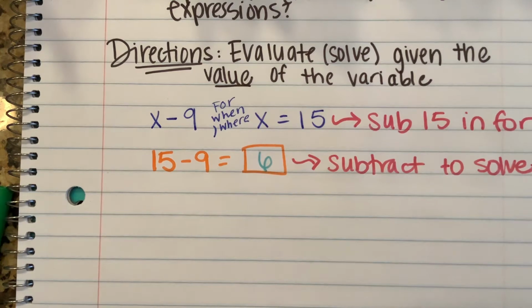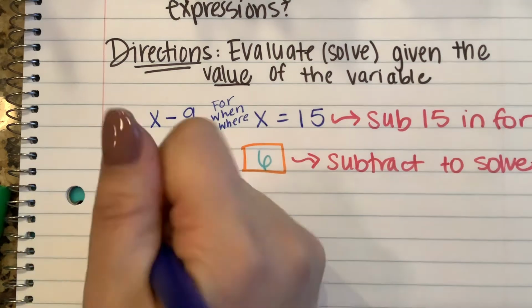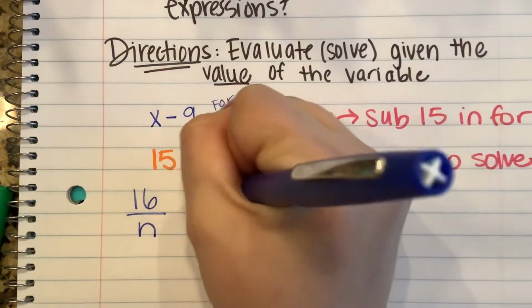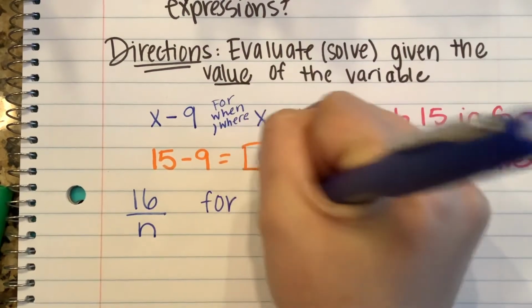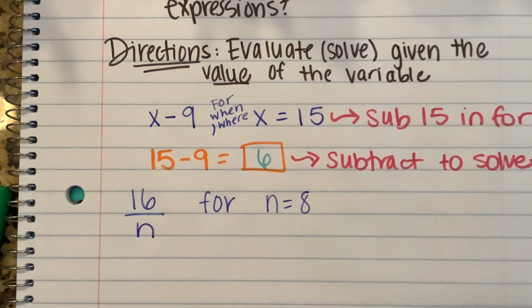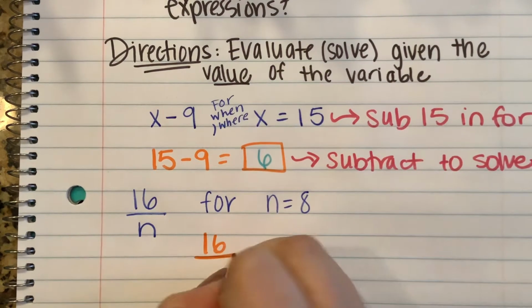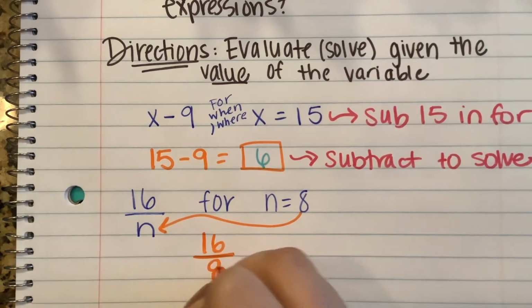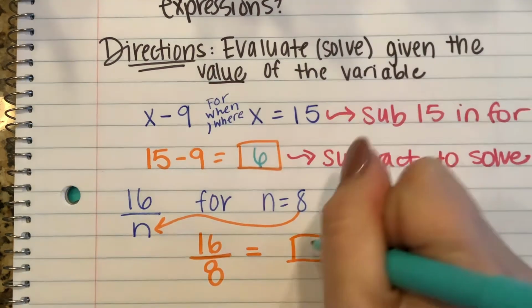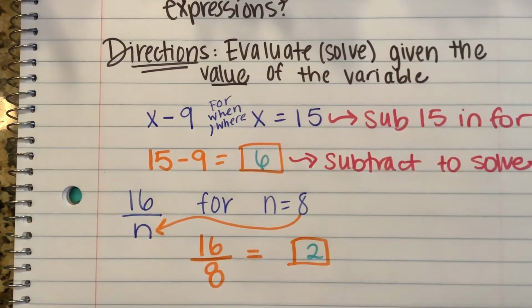All I did was after I substituted in 15, I just subtracted. So that was a subtraction problem. Let's look at a division problem. For this one, we are going to have 16 over the variable n, for n equals 8. This time, instead of having a comma, we see the language for, and that means the same thing. We're still substituting 8 in for n. So we now have 16 over 8. We solve: 16 divided by 8 gives us 2. So I just did my division and I found my answer.